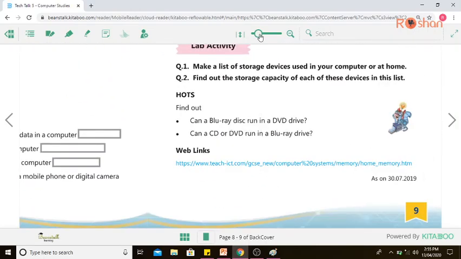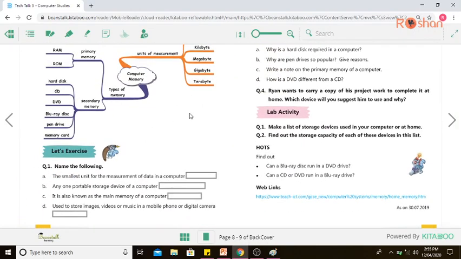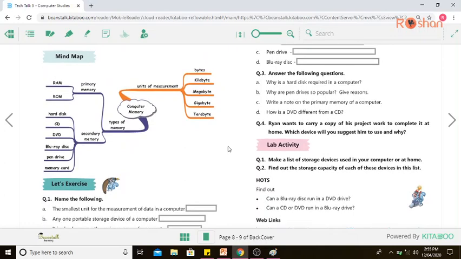Okay, so I explained all the memories to you. You can understand. If you still have any problem, you can just send a message to me. I'm available on your WhatsApp number. And if you go through it twice, thrice, then you can understand.